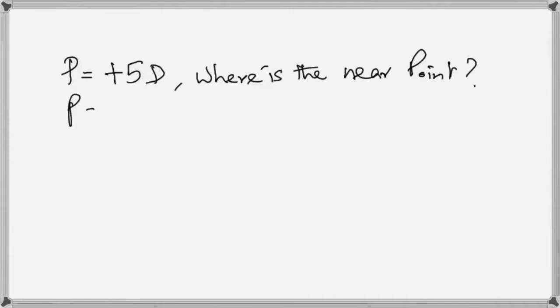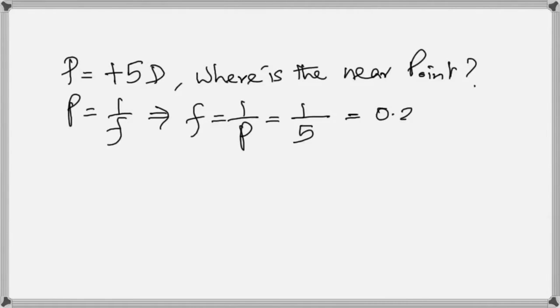First thing you do, power is 1 by F, which means F is 1 by P, which is 1 by 5, it's 2 by 10, 0.2. Remember, it's going to be in meters, right? So you got it in meters. Next thing is you have to tell me what is DO, what is DI, what are we looking for? We got F, we got 0.2 meter. Positive 0.2 meter, correct? Yeah, so that's clear. We got that. Now you got to tell me about DO and DI.